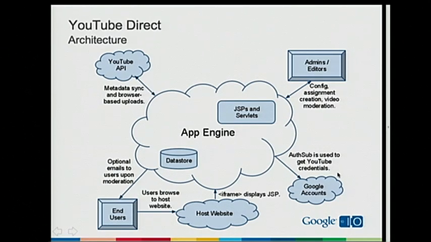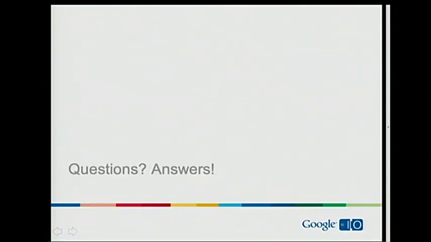And we're talking to the host website. So the host website loads in some JavaScript. When you click on whatever button triggers the upload process, it dynamically inserts the iframe into the site. And there's the ability, in the admin panel, which we didn't spend too much time talking about, to configure different options for your YouTube API settings and to moderate videos as they come in. So that's pretty much what I wanted to cover about YouTube Direct.